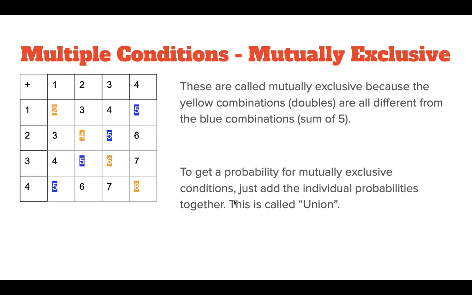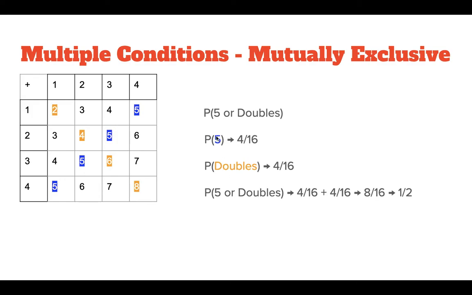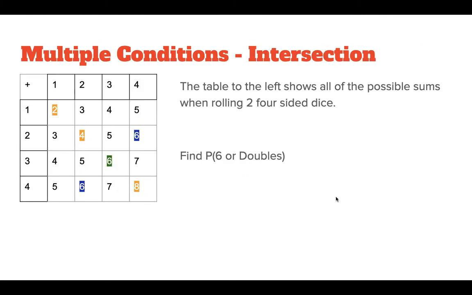The answer is the union of those two probabilities. So the probability for a 5 was 4 out of 16. The probability for doubles was also 4 out of 16. And then I end up with a total of 8 out of 16, which is 1/2. And that worked great for us, because none of these repeated themselves. They were all unique, they were all different, so we counted all 8 of them in order to get our probability.